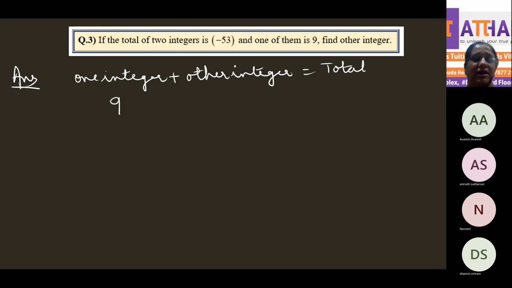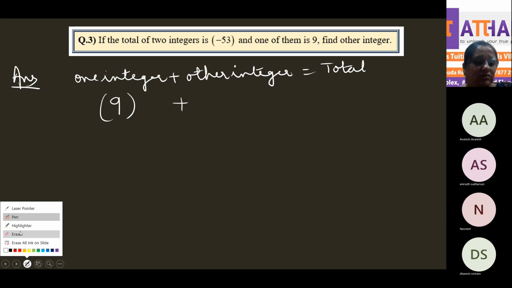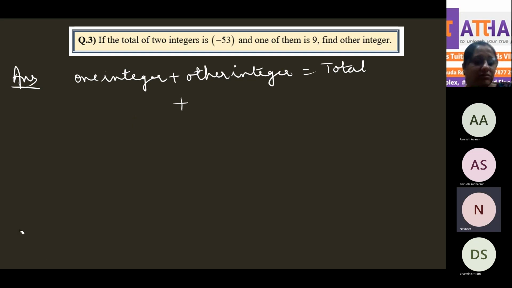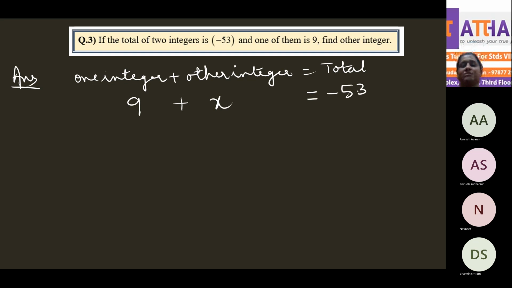Now, what is one integer? 9. So one integer plus the other integer. You have to use brackets also. One integer plus the other integer, we don't know, x, is equal to minus 53. Now, who can help me solve this? Ma'am, first they are saying find the other integer, ma'am. So we should subtract 53 minus 9 to find the other integer, ma'am.